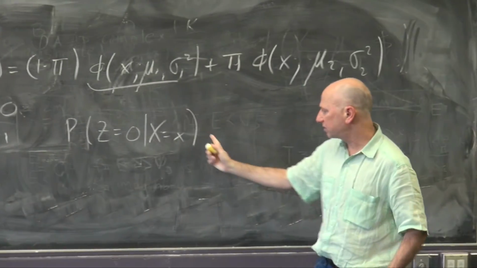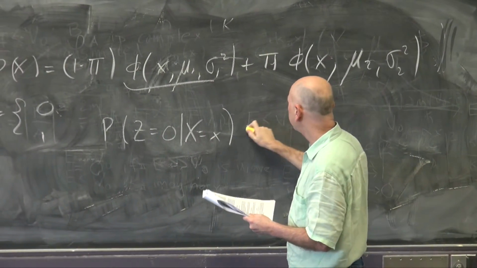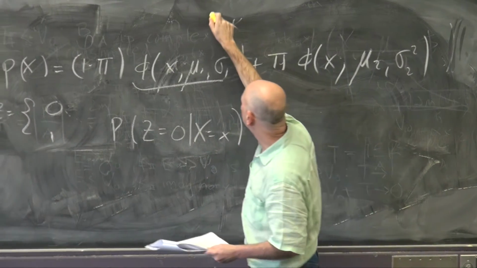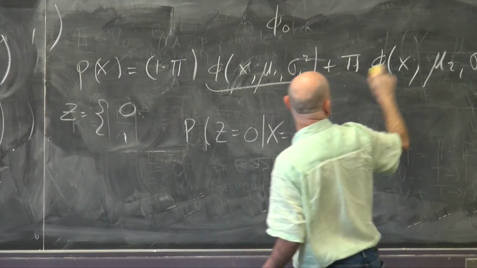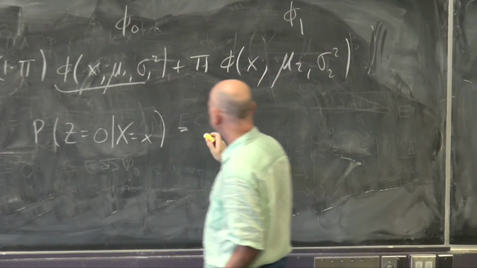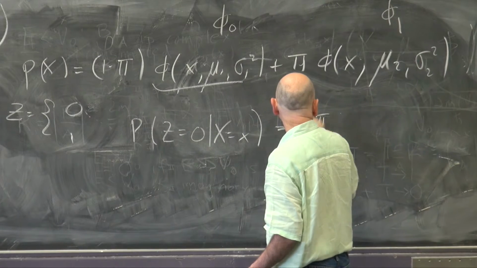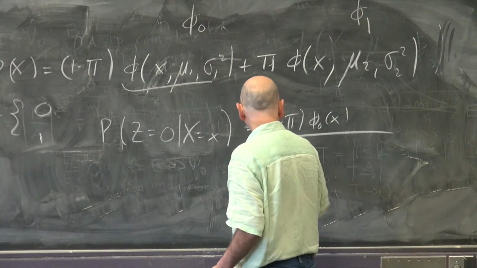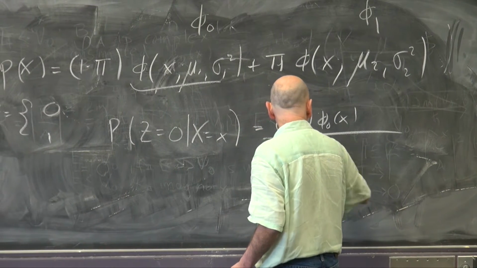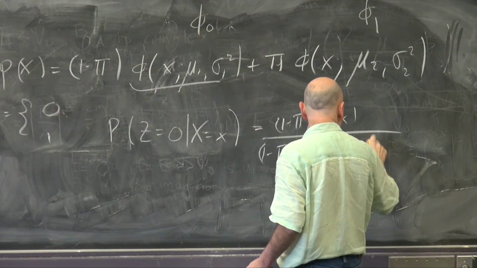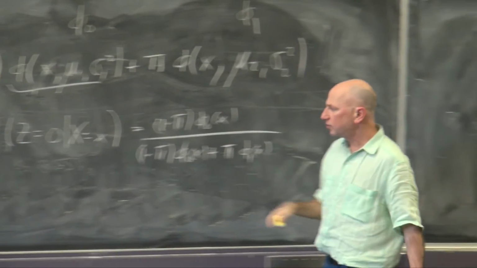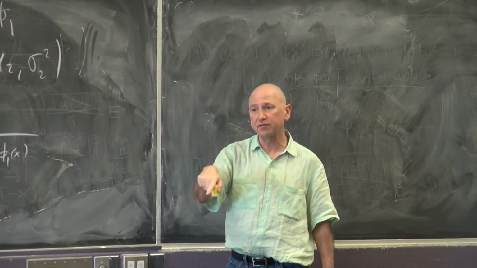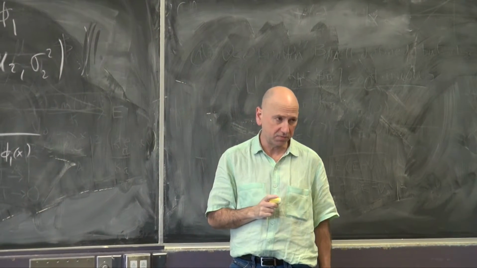So what's the probability z is equal to 0 given x? Well, I just do Bayes' theorem. What's the probability of x when z is 0? I'll call this one phi 0, phi 1 for simplicity. So that's just (1 minus pi) phi 0 of x over (1 minus pi) phi 0 of x plus pi phi 1 of x. This is a smooth function of x, and for each x it tells you the probability it came from the first one or the second one. It's basically like classification at this point.